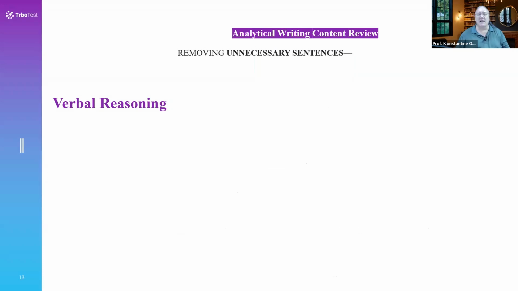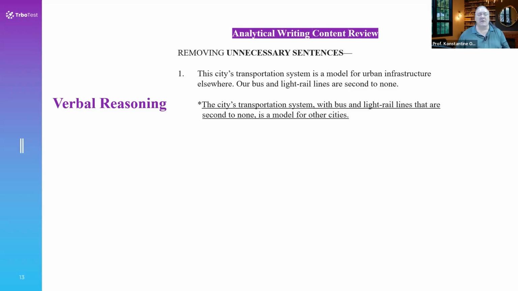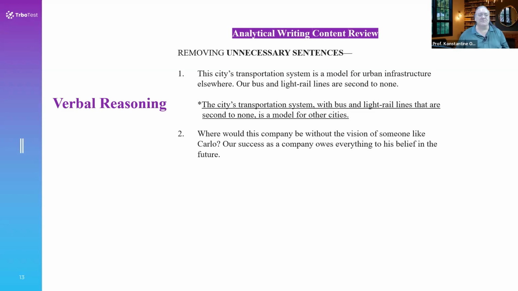Remove unnecessary sentences. All right. Number one, the city's transportation system is a model for urban infrastructure elsewhere. Our bus and light rail lines are second to none. The city's transportation system with buses and light rail lines that are second to none is a model for other cities. It says the same thing. It uses almost the same amount of words, but it restructures this so we don't have two sentences. We only have one. It's clean, it's understandable.